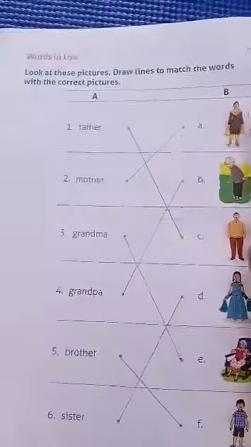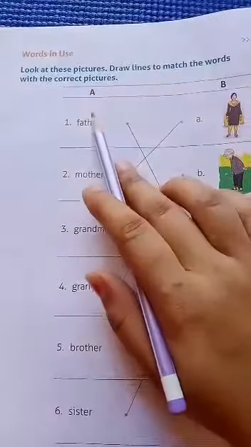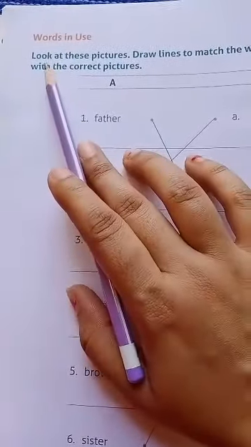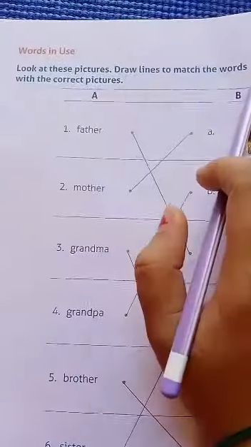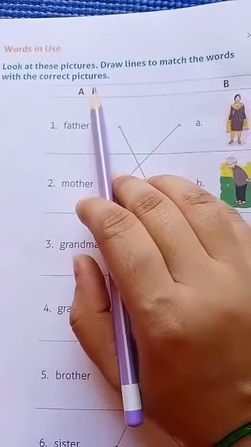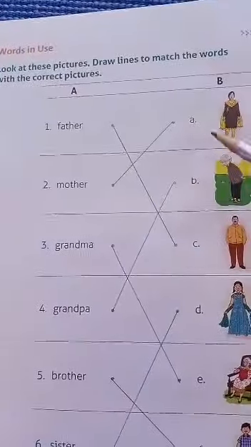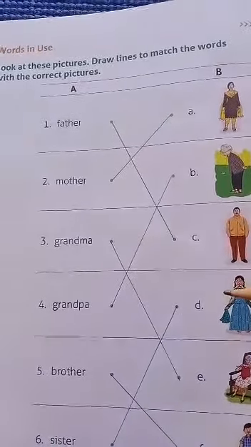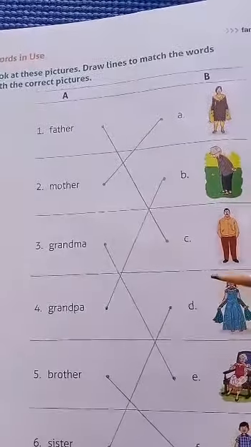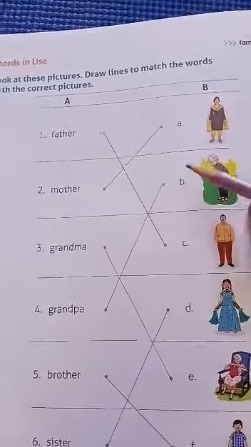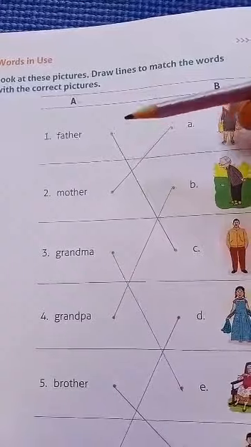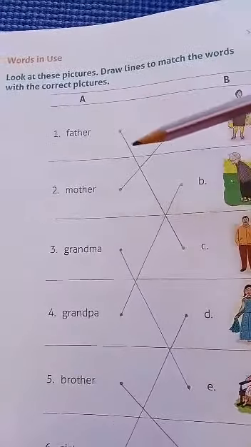So, in this exercise, what you have to do is look at these pictures and draw lines to match the words with the correct picture. You have to draw the lines using your scale. You must use a scale to draw the lines. Okay? And then you have to draw the lines to match the words with the correct picture.